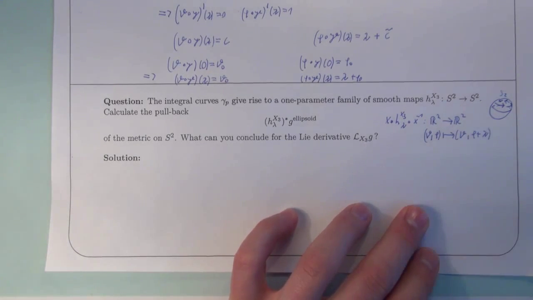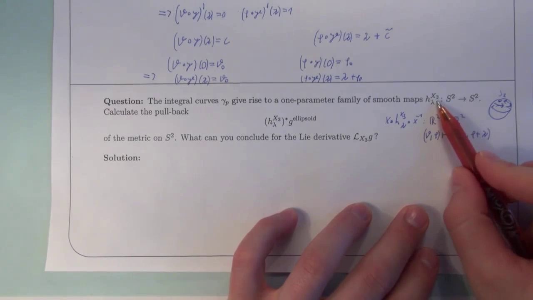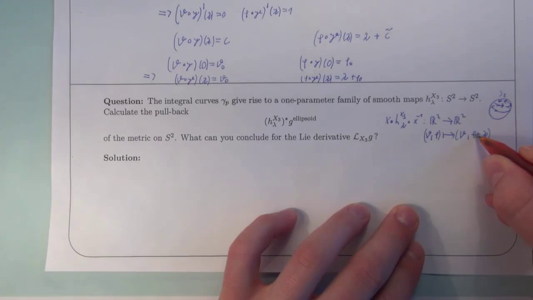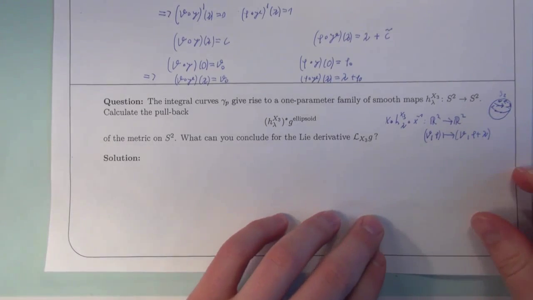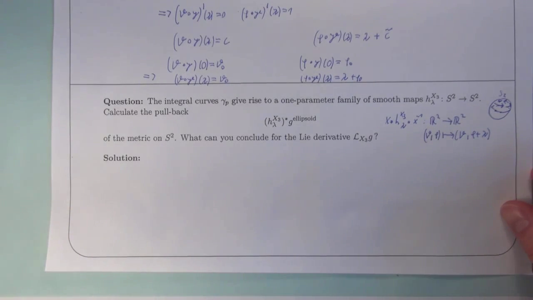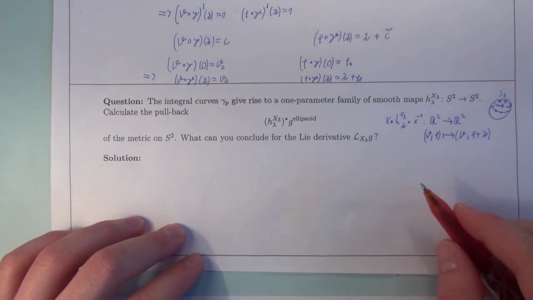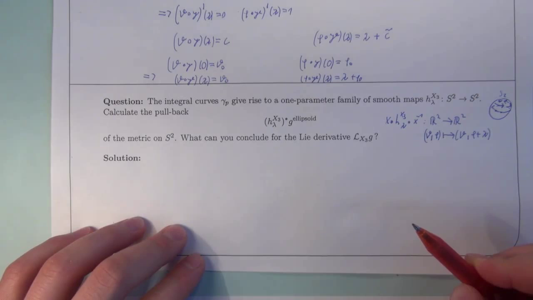And what our map does is just, if you start at this point, say, after some parameter lambda, we just change the phi with respect to this parameter lambda. So we run around the equator or other lines here. Okay, this is the idea.